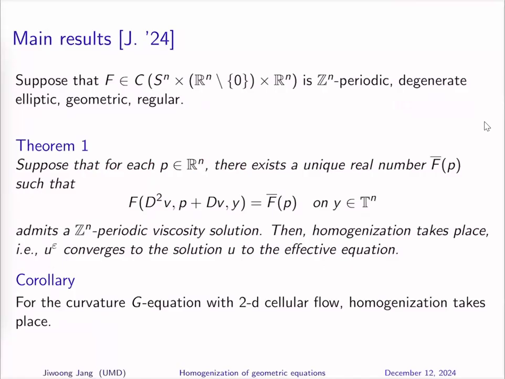So we have this theorem. If F satisfies these structural conditions, and if we know the solvability of the character problems for every direction, then we can conclude the homogenization. So we can recover the classical belief even for the geometric equations, and in particular, as a corollary, we can conclude the homogenization for the curvature G equation with the 2D cellular flow, which was the main motivation of this study.